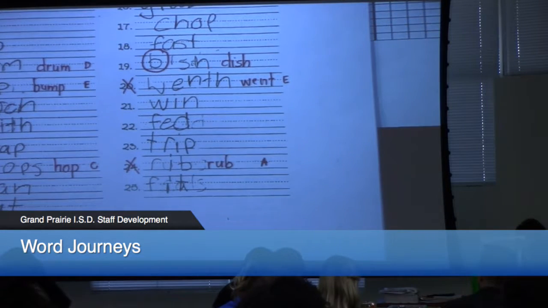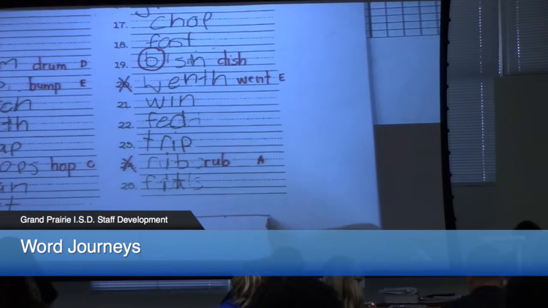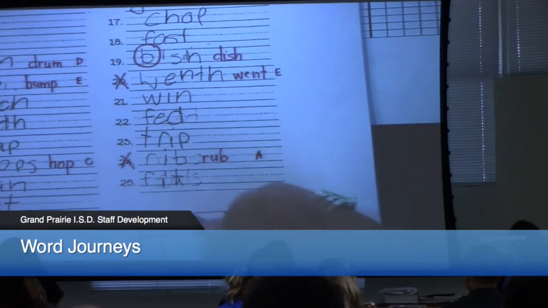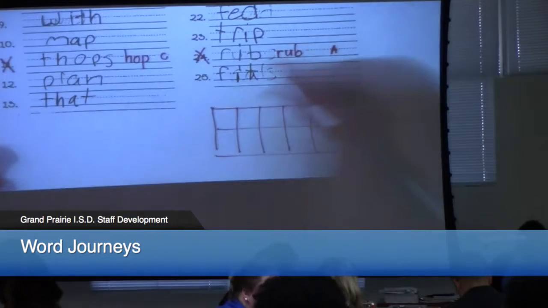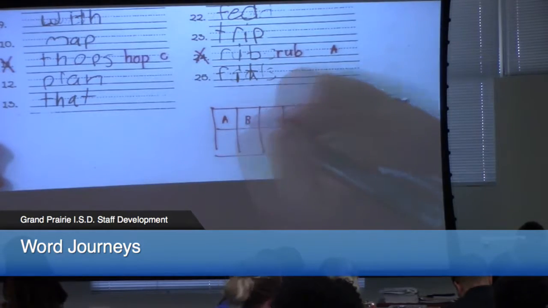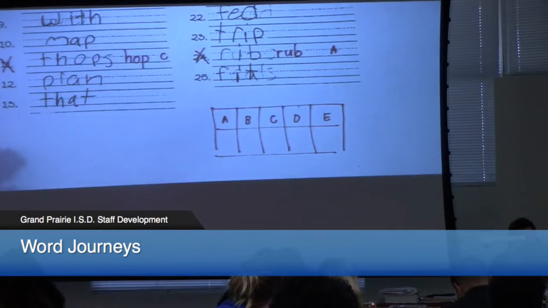Okay? So what I want you to go ahead and do is you may not need to do this because now she does it in her new recording sheet. I had to do this for every single one. So I would write A, B, C, D, E. Her recording sheet has this now.